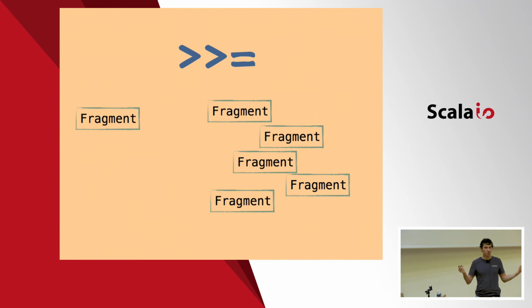So we have a stream of fragments. So this stream is actually also a monad. So you can have a flatmap operation on it. And the flatmap takes each fragment and maybe produces other fragments. That's just the thing that we're using here.